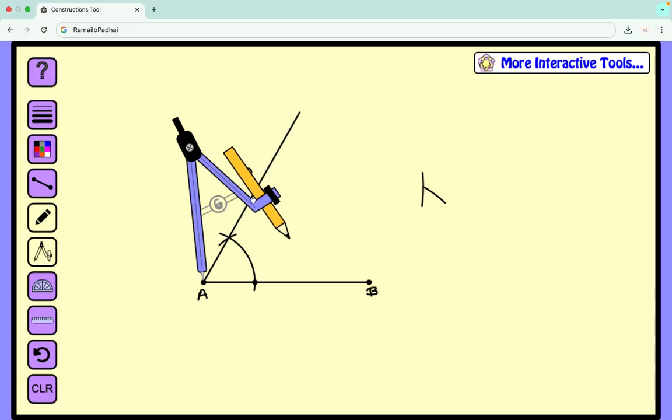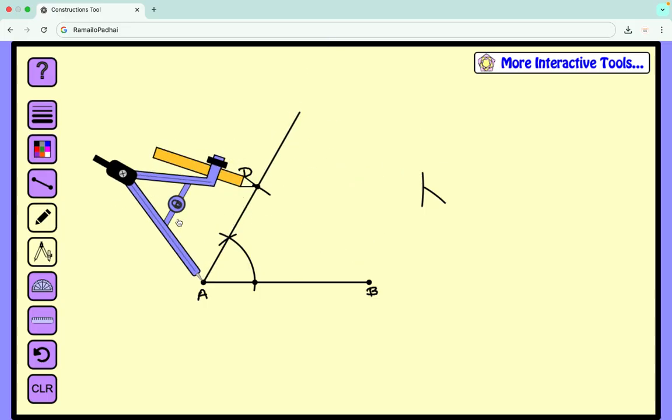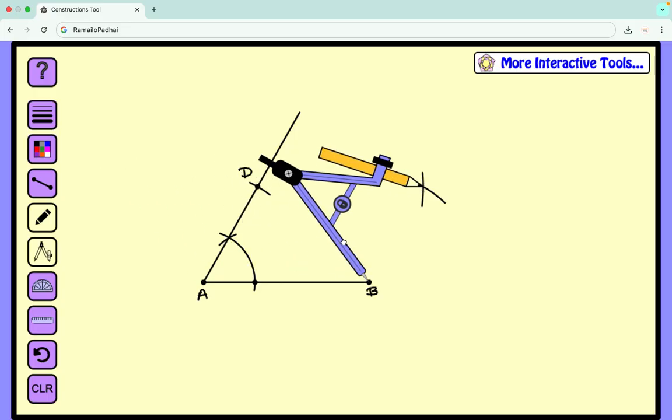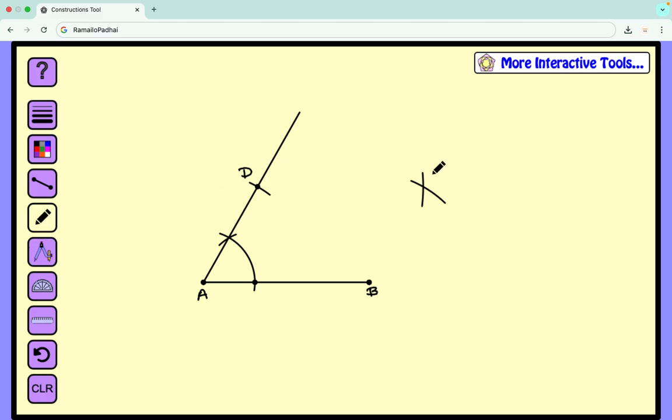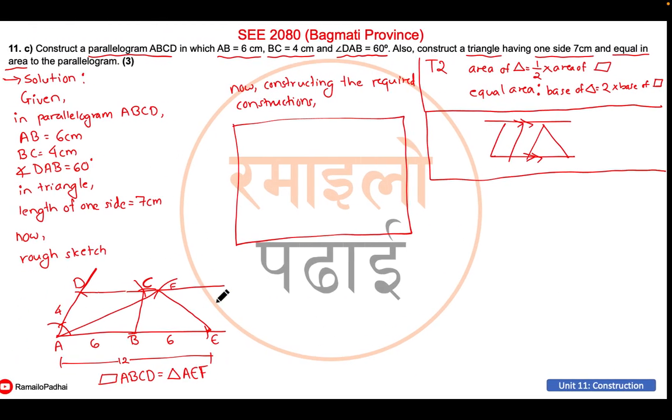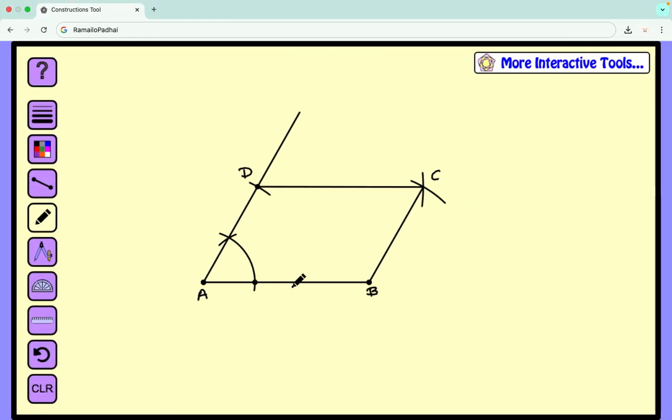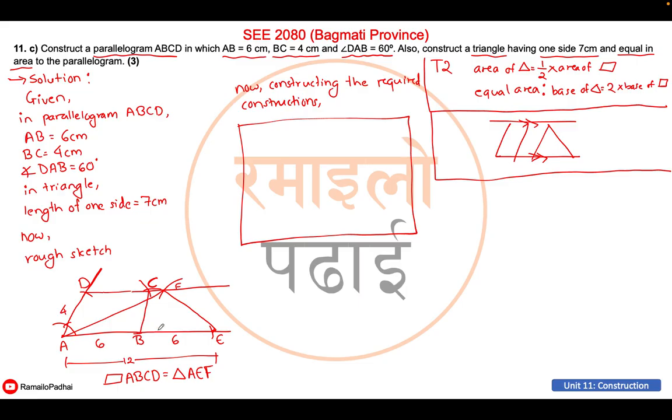Let me just make BC clear as well. Okay, so this is C, and joining DC and CB we get parallelogram ABCD, and its length AB is 6 centimeter. This angle is 60 degree and AD is 4 centimeter. Fine. Now we need to construct a triangle AEF.